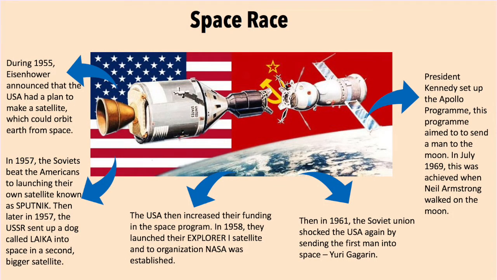During 1955, Eisenhower announced that the United States had a plan to make a satellite which could orbit Earth from space. In 1957, the Soviets beat the Americans to launching its own satellite called Sputnik. Then later in 1957, the USSR sent a dog called Laika into space in a second, much bigger satellite. The United States then increased their funding to their space program. In 1958, they launched their Explorer 1 satellite, and an organization called NASA was established.